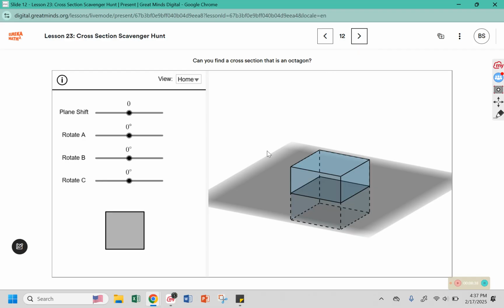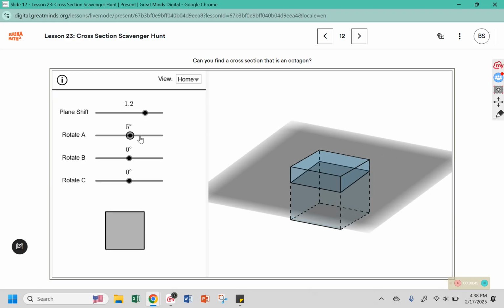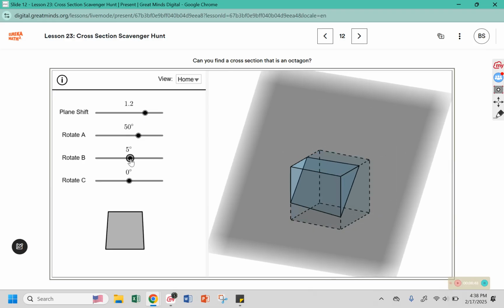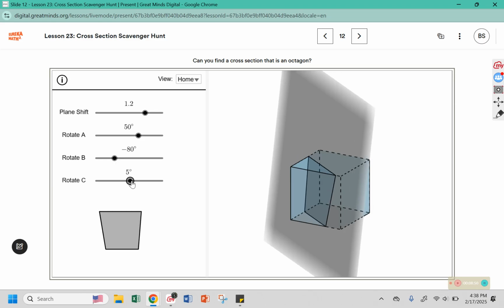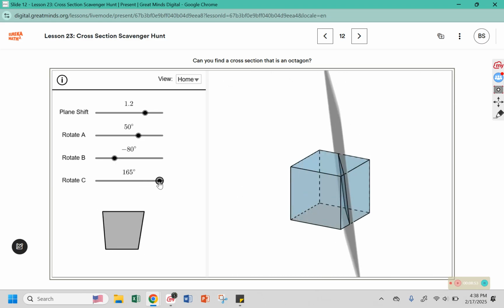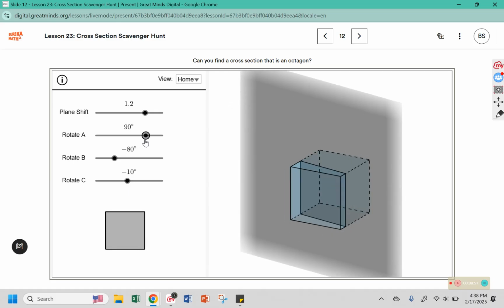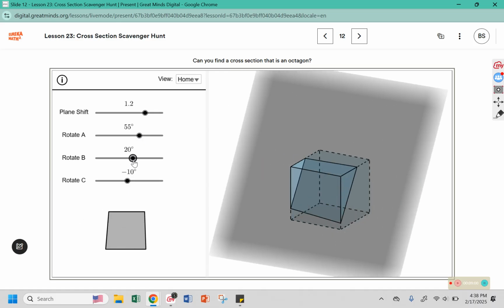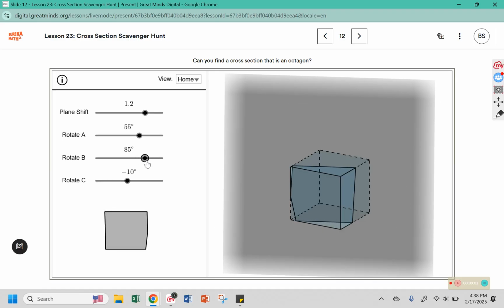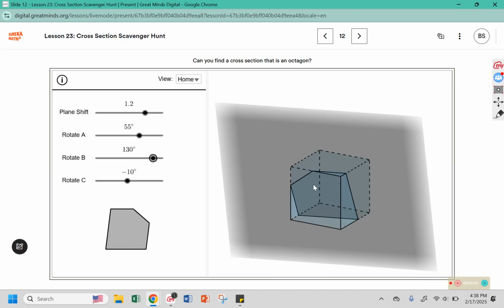Can you find one that is an octagon that has eight sides? So if we adjust at any angle, think about the number of faces on our solid. The maximum we could get is six because there are only six faces on a cube.